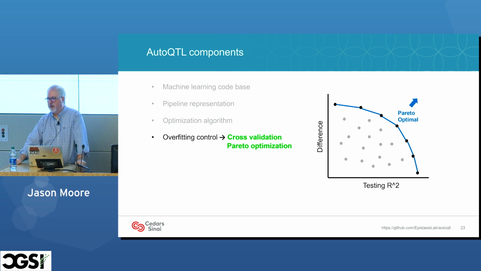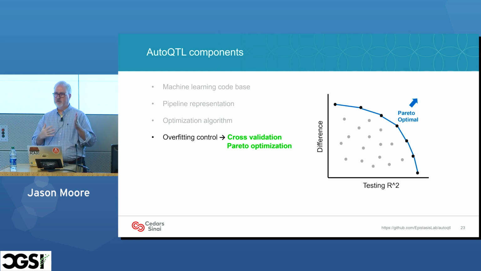Now the key here is how we select and evaluate these pipelines. And one of the things we can worry about a lot in machine learning is overfitting, learning the noise in the data such that the model won't generalize to new data. And so we do cross-validation, which is dividing the data into training and testing pieces, but we also do something called Pareto optimization, which I think, for this particular application, plays a very important role. And this is a type of what's called multi-objective optimization.